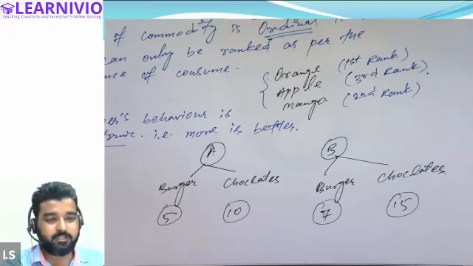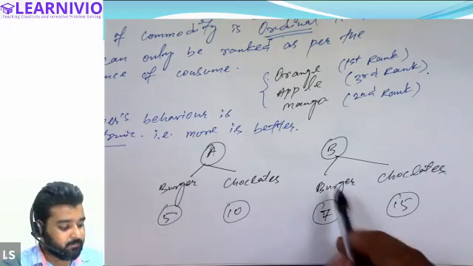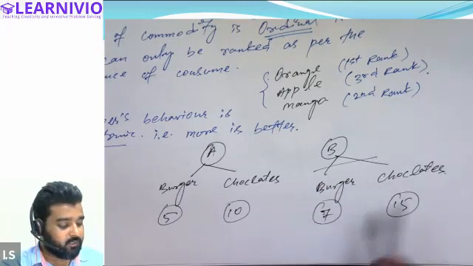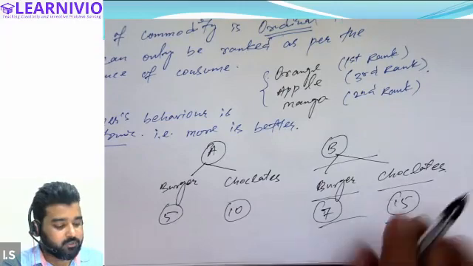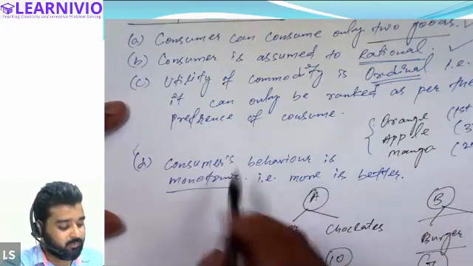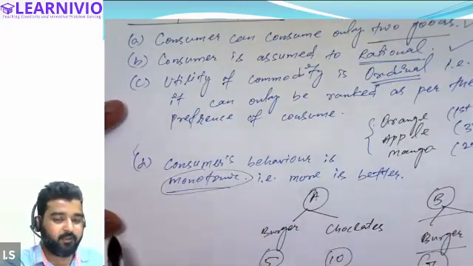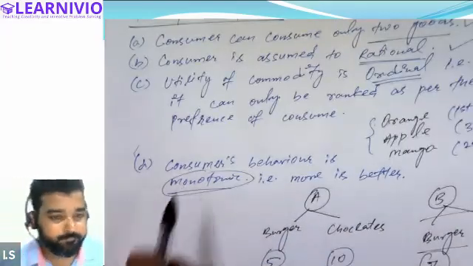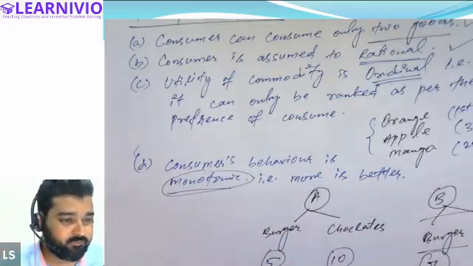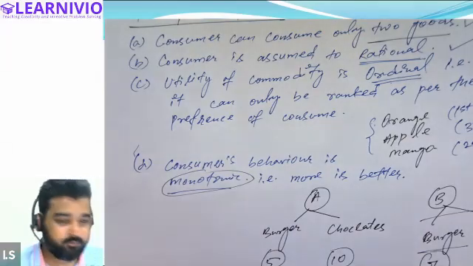Because combination B contains a larger bundle of goods. Combination B contains more quantity of both the goods. And because we assume that the consumer is monotonic in nature, there is monotonic preference of the customer. So he is going to receive more satisfaction in combination B.